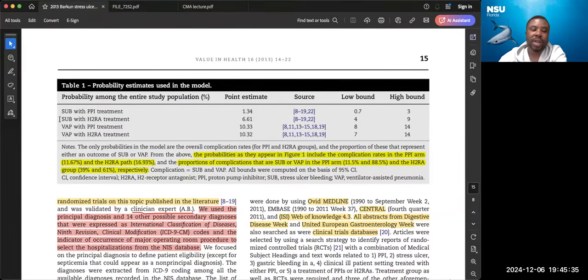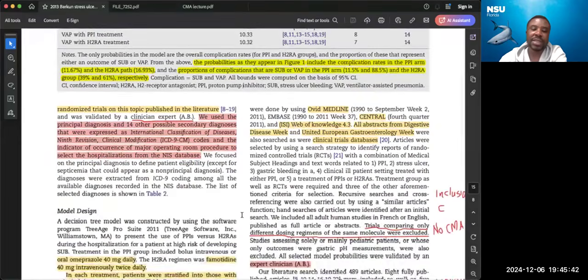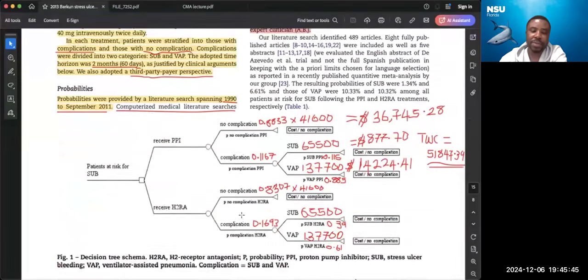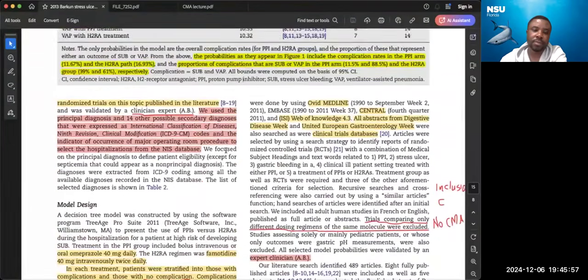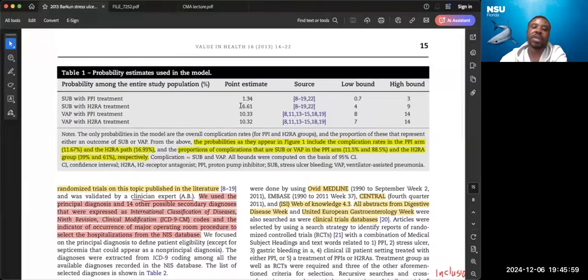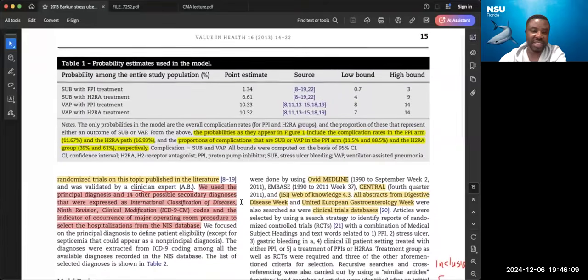Let me go again. Now for the stress ulcer bleeding with the H2 array treatment, they had 6.61. You can get this number by multiplying the complication, this one, 0.1639 by 0.39, and then you get the 6.61. Remember that I said this is in percentage, so you need to divide it by 100 to put it in the decision tree.